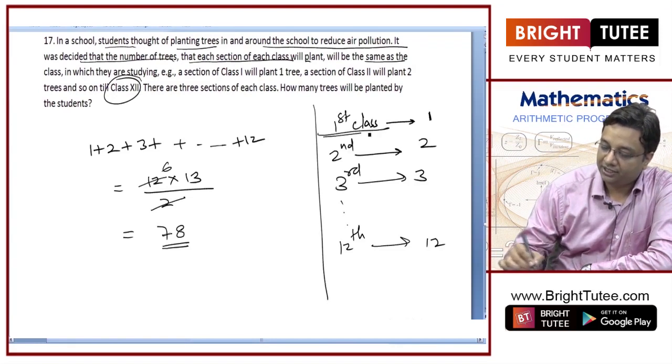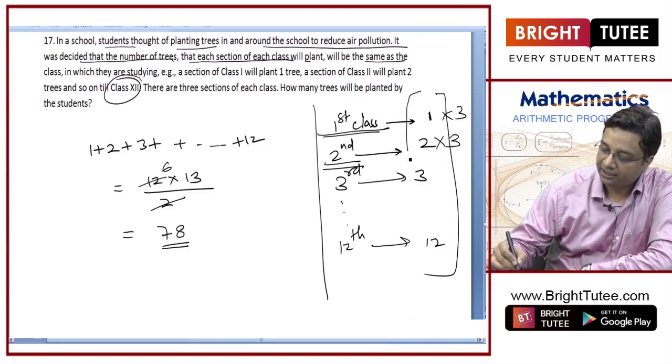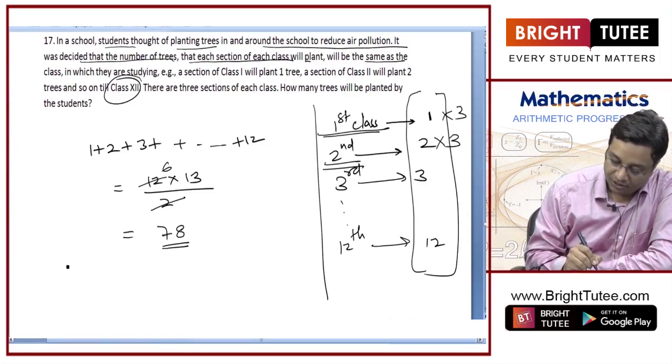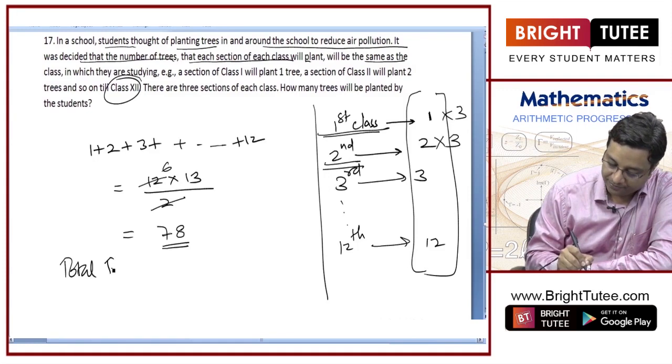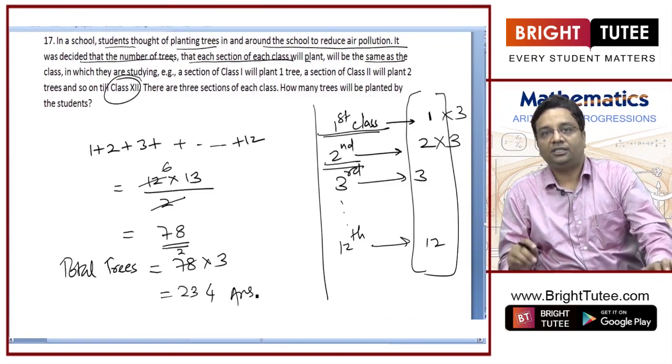Because in the first class there were 3 sections, so it will be multiplied by 3. Second class, there were 3 sections, multiply it by 3, or we can take 3 as common and then add these and finally multiply it by 3. So total trees are 78 into 3, which is equal to 234, right? So this is our answer.